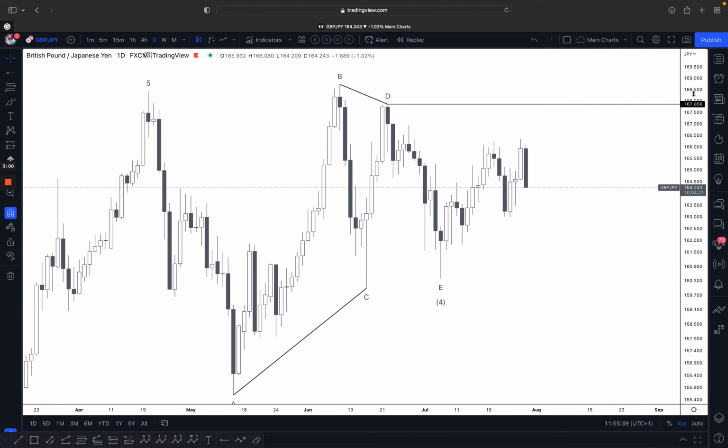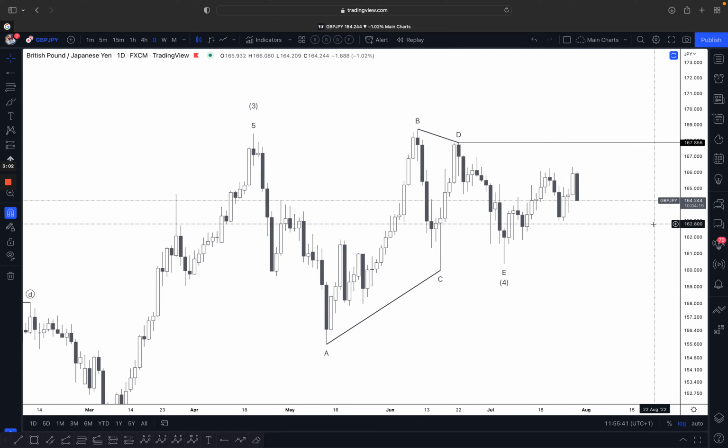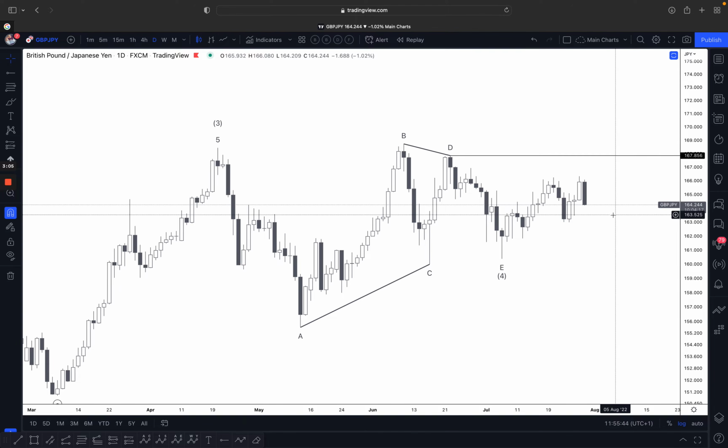Now I am eyeing up pound yen. There are a few alternative counts for this. So we could have wave 3, 4. This could be wave 5. So we could have wave 1, 2, 3, A, B, C, D, E as in sub wave 4, and then we can continue because wave E didn't complete at the break of wave 1's territory. However, my primary count is that wave 3 ended here, and this is all corrective to it.